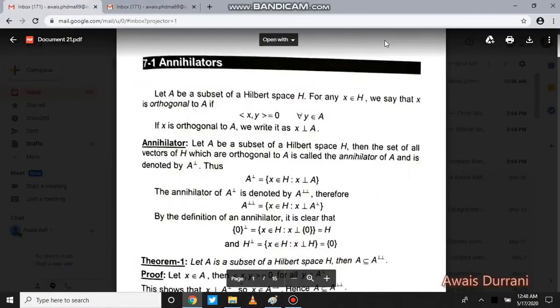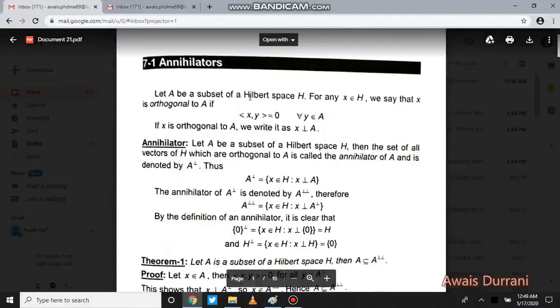And our today's topic is annihilators. The concept of annihilator is connected to the idea of orthogonality, or you can say that the definition of annihilators depends upon the idea of orthogonal vectors. So let's come towards the formal definition of an annihilator.